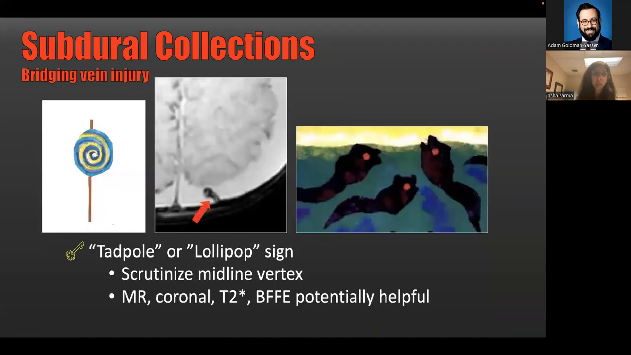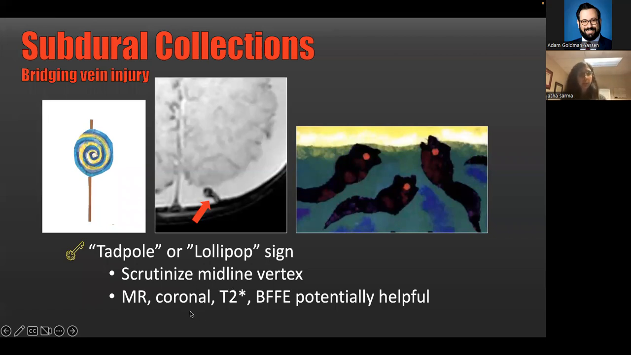That's the most important point. These have a distinctive appearance as well. So this is the sign that's been associated with them. Sometimes people refer to it as a tadpole sign or a lollipop sign. You can see why: there's just a little clot and then the injured vein, or the thrombosed vein. It's always important to scrutinize along the midline vertex to look for these.